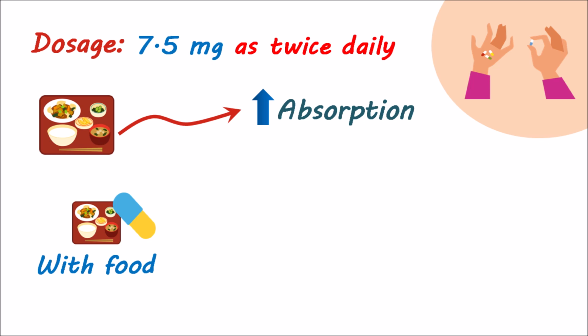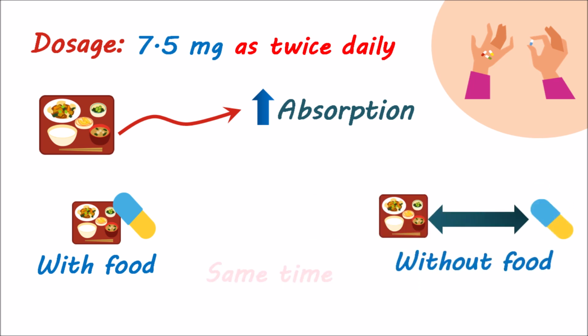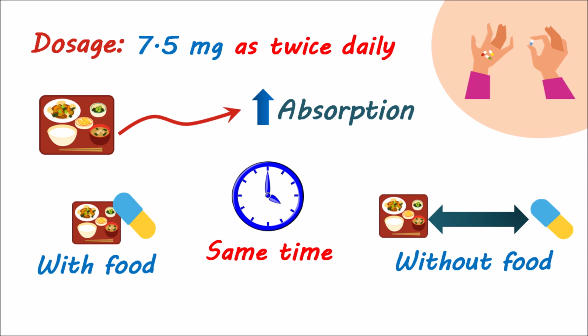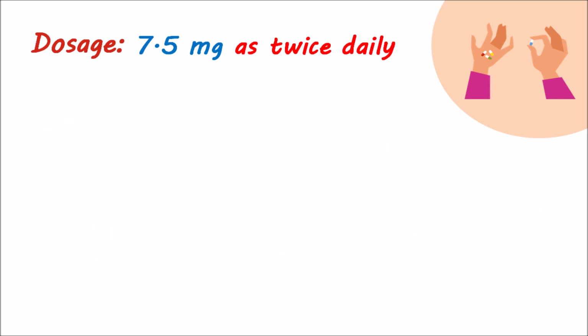If it is taken with food initially, it is better to take this drug every time with food throughout the course of treatment. It can also be taken without food, but the same time of intake should be maintained each day of treatment. The initial dose is 15 mg per day, which can be taken either as 7.5 mg twice daily or 5 mg 3 times daily.